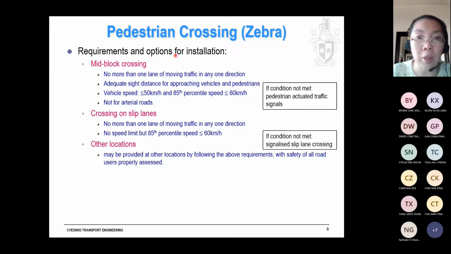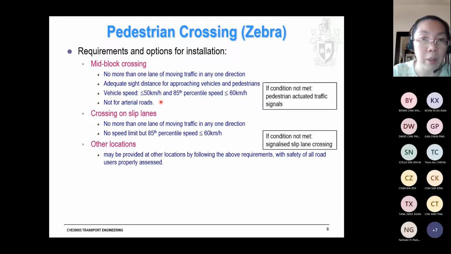Okay, so the requirements and options for installation of a zebra crossing: it can be at a mid-block crossing, where there is no more than one lane of moving traffic in any direction, adequate sight distance for vehicles and pedestrians, and vehicle speed less than 50 kilometers per hour, and 85th percentile less than 60. Okay, definitely not for arterial roads. It could be for local street, collector still okay, or sub-collector still okay. Check the speed in that area.